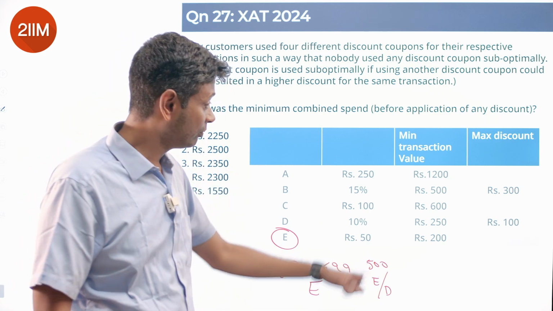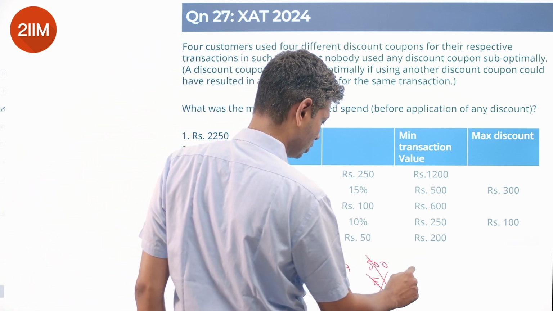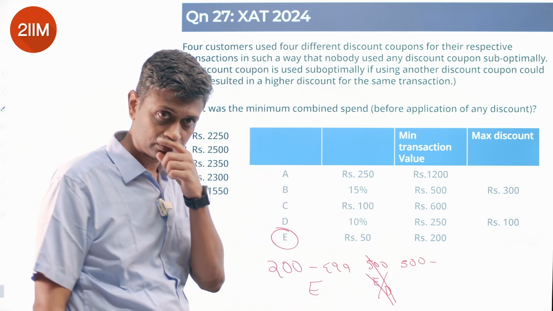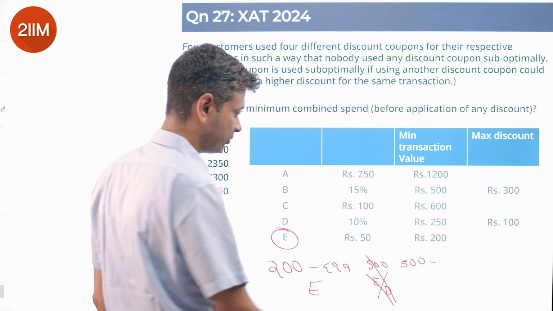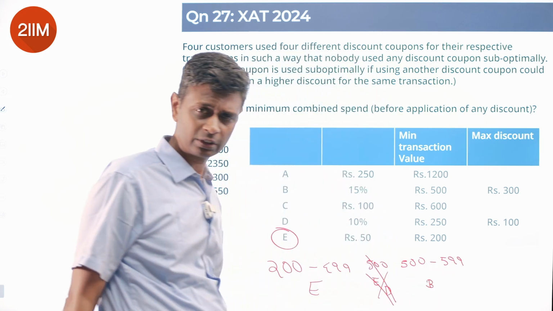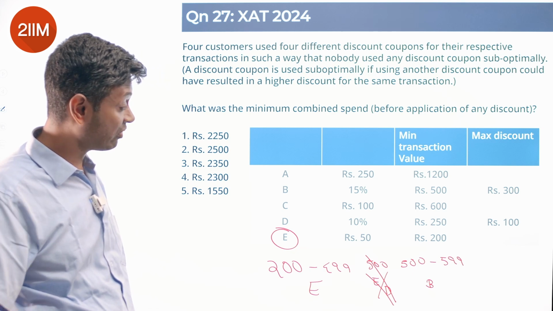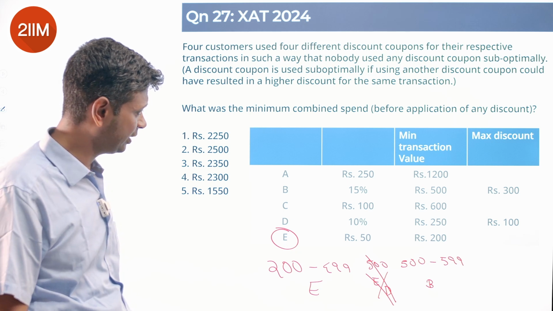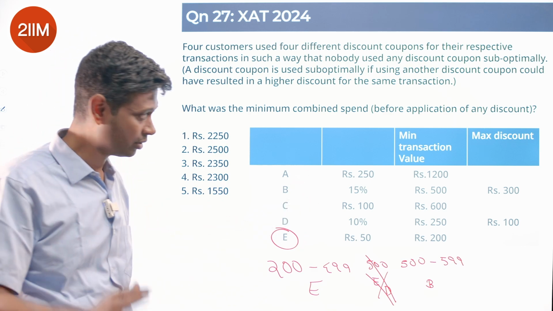At 500 rupees, this fellow gives me 75 bucks off. So I'll say at 500, I'll not go for this. So from 500 to 599, this fellow is better. Coupon B is better, 500 to 599. Coupon B is better. Nice. Because it's 15%, you get 75 bucks off. Here you'll get only 50 bucks off. Coupon B is better from 500 to 599. The moment you hit 600, 100 rupees is better, 16.67%.